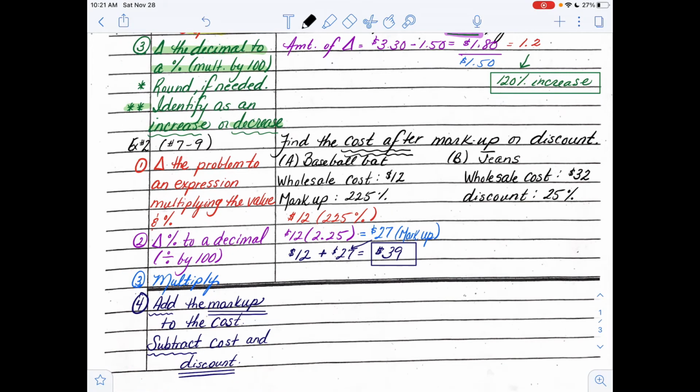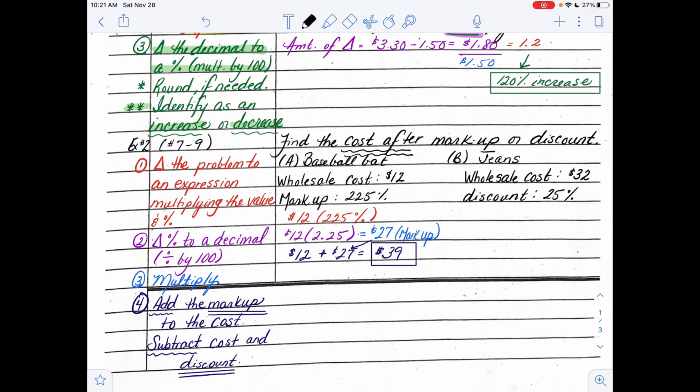Markups meaning the price is going up, because if you own a business, you buy the item, you're not going to sell it to your customers for the same amount you purchased it. You'd make no money at all. That's called a markup. The price that you actually see in the stores is definitely not what the person bought it for to begin with. They actually have a percent that they mark up their items on. Discount, of course, means you get to save money. It's on sale. How much do I get to save?